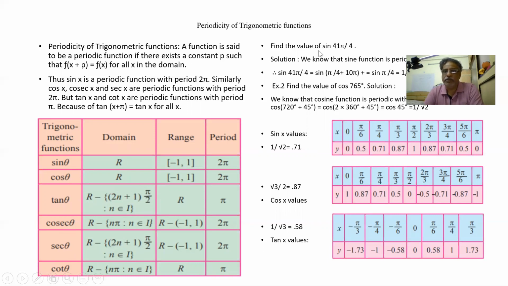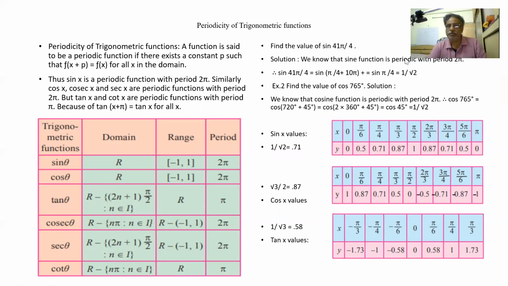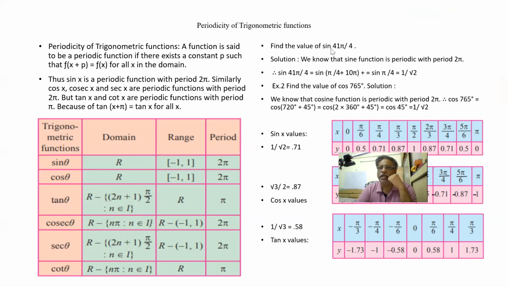Okay. Now, seeing the periodicity, let us do some small work. Find the value of sin 41 pi by 4. We can write 41 pi by 4 as 10 pi plus pi by 4. Four times ten is 40, plus 1 is 41, so 41 pi by 4. 10 pi is repetitive, 2 pi into 5. So it is sin pi by 4, which is 1 by root 2.